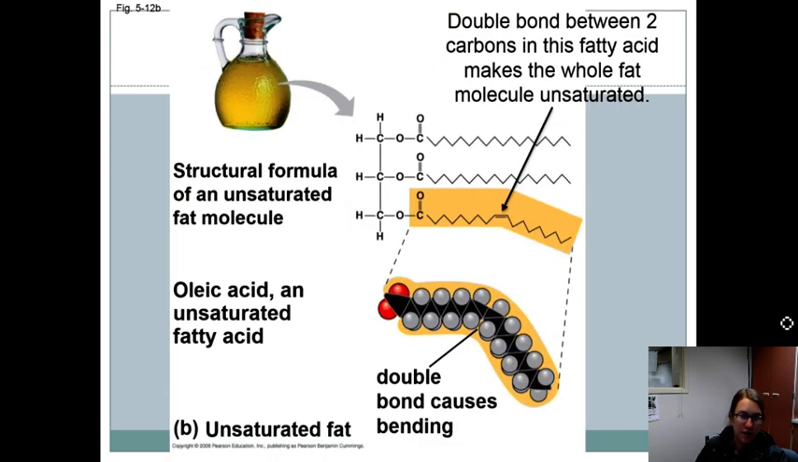Here is an unsaturated fat, so you can see that there's a double bond between two of the carbons. And that double bond makes the whole thing unsaturated, and these tend to be liquid at room temperature, and usually they come from plants or fish. So things like olive oil is unsaturated fats mainly.